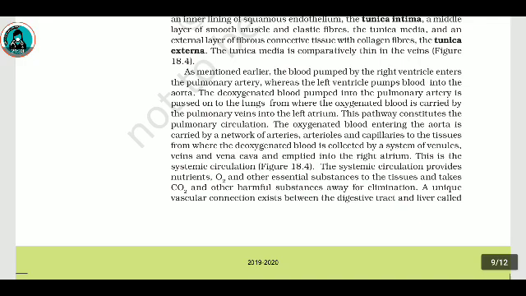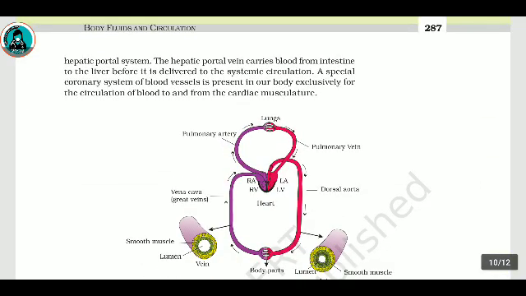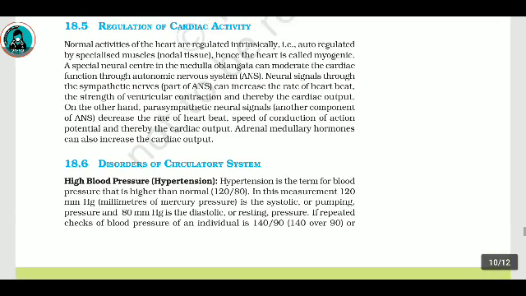A unique vascular connection exists between the digestive tract and the liver, called the hepatic portal system. The hepatic portal vein carries blood from the intestine to the liver before it is delivered into the systemic circulation. A special coronary system of blood vessels is present in the body exclusively for the circulation of blood to and from the cardiac musculature.